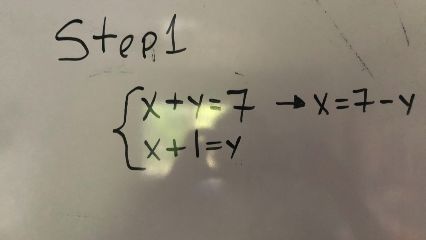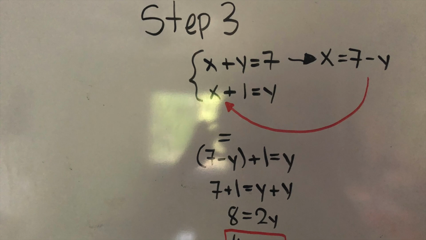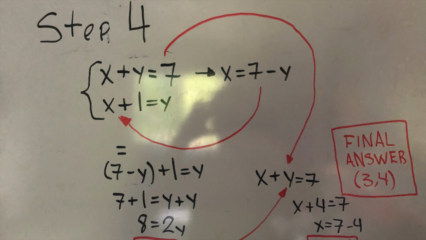First of all, solve one of the equations for either x or y. Second, we substitute the solution from step 1 into the other equation. Step 3, we solve this new equation with the substituted value of x. And finally, we solve for the second variable.